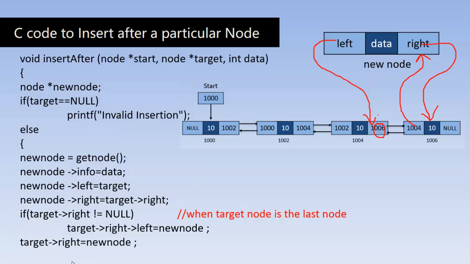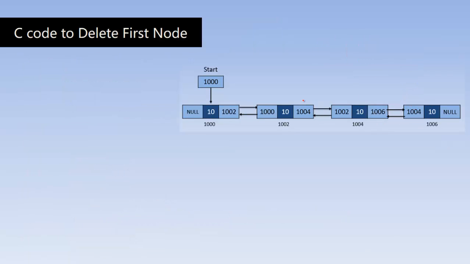Otherwise, if this did not happen, I will store the new node's address inside target's right. Target's right is this, so this will point here. If target arrow right is equal to null, the target arrow right will also point to this node, right? In any case, this will be in the middle of these two nodes. And now, delete the first node.